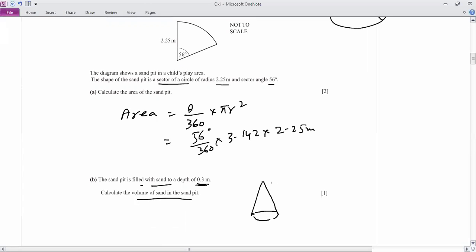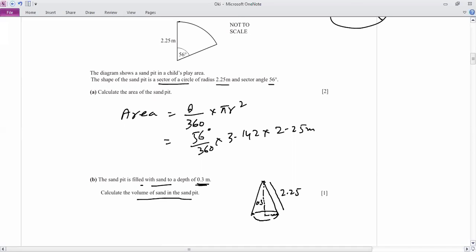The radius becomes the slant height. This is 2.25. Am I right? And what will be the height? The height is already given, this is the height, 0.3. The depth means the height. This radius now you have to find, the radius of the cone that will be formed from this one.